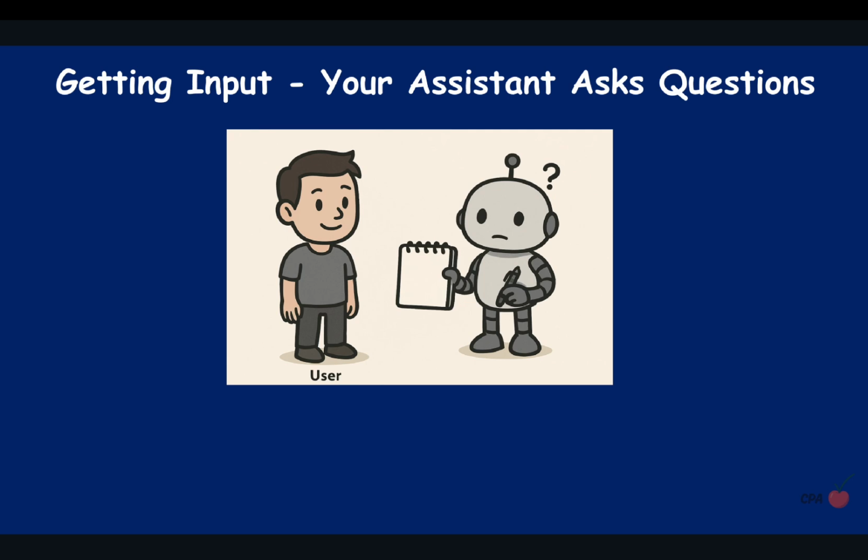Imagine you ask your assistant to order pizza for you. A good assistant wouldn't just guess, it would stop and ask you a crucial question. What toppings would you like? This is a huge step in programming, making our program interactive. We're moving from a one way street of just us giving commands to a two-way conversation.